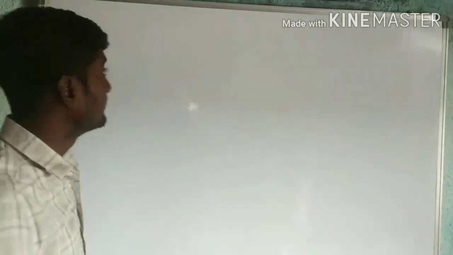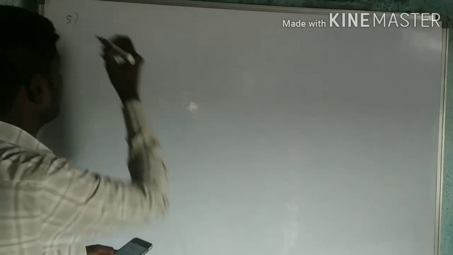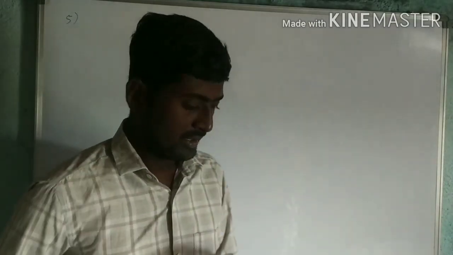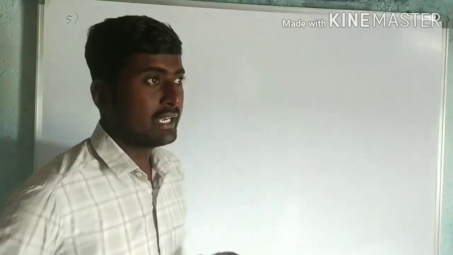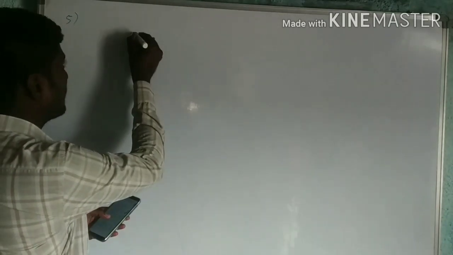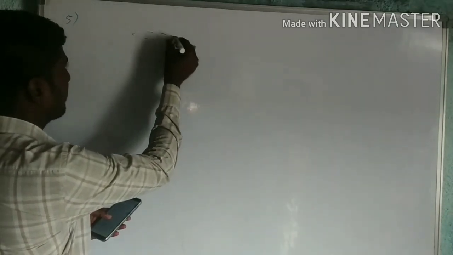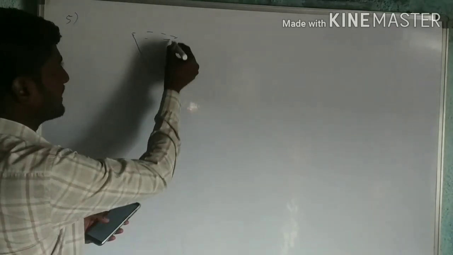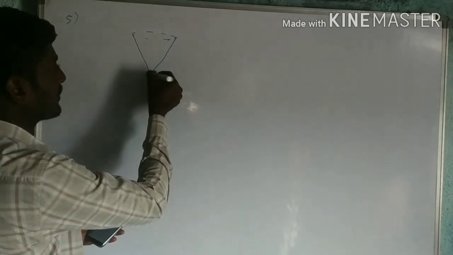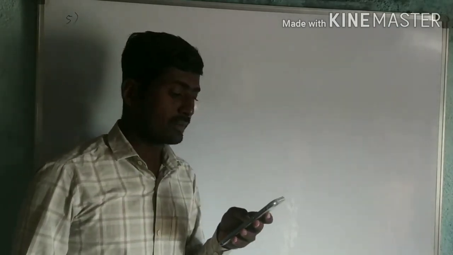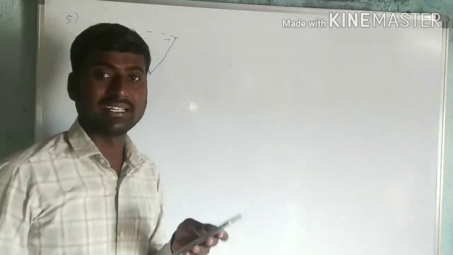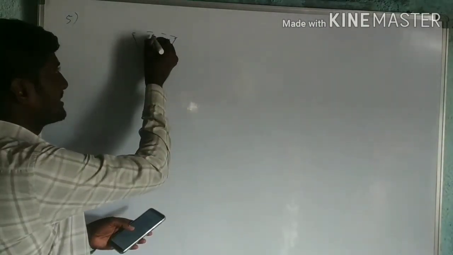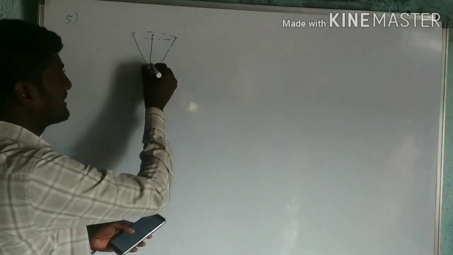Next question, that is the fifth one. Here a vessel is in the form of an inverted cone. The vessel is in the form of a cone, inverted, which means the vessel will be in this way. This is an inverted cone. Its height is 8 centimeter, so from this center, the height is 8 centimeter.